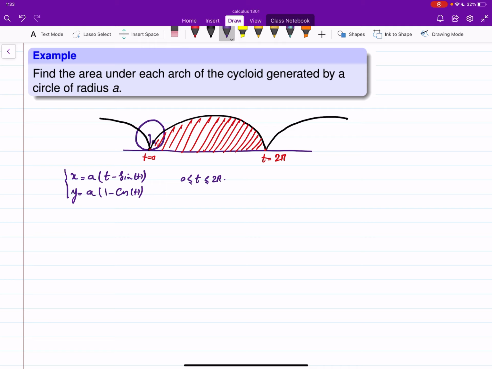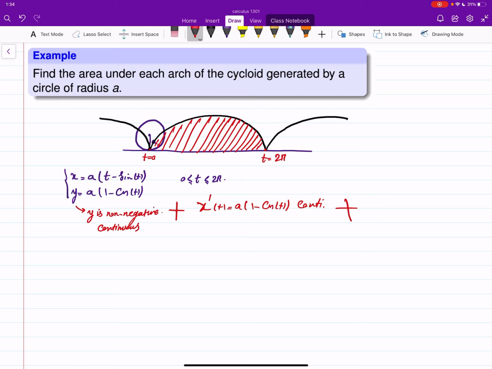Okay. Now we want to write this one as an integral. The few things you have to check. One is that y is non-negative. That's the first thing. It's continuous. Obviously it is. Also x prime. What is x prime? This is another condition. X prime is a times 1 minus cosine t. This is also continuous.